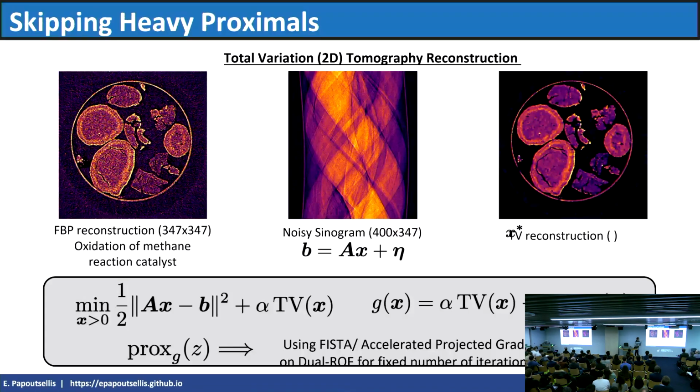If we go to more heavy proximals, like total variation for 2D tomography reconstruction, we're solving this kind of problem. For the proximal of G, we use an iterative solver, similar to the TV denoising. We use accelerated projected gradient descent or FISTA, instead of momentum reconstruction. For this type of solver, we use either 10 or 100 iterations, so we have some inexactness in how we solve TV.